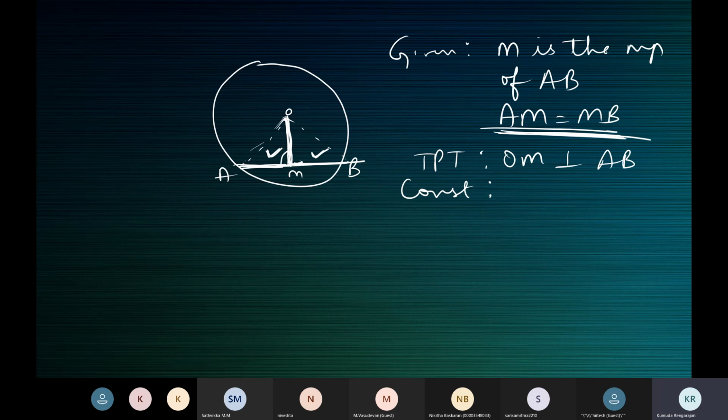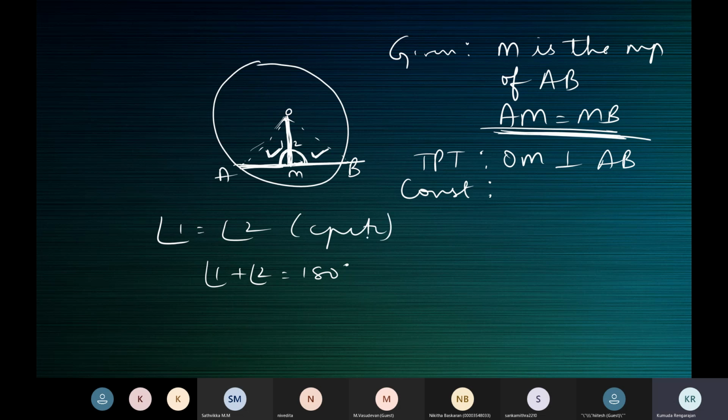So by CPCTC, this angle is equal to this angle. Supposing we call them angle 1 and angle 2, angle 1 is equal to angle 2, CPCTC. The two triangles are congruent, so their corresponding angles are equal. But angle 1 plus angle 2 is equal to 180, as they form a linear pair.